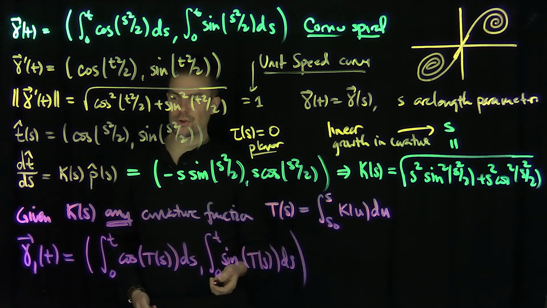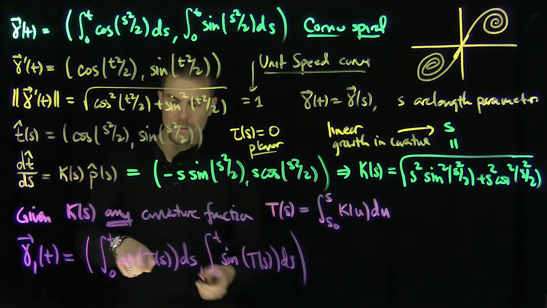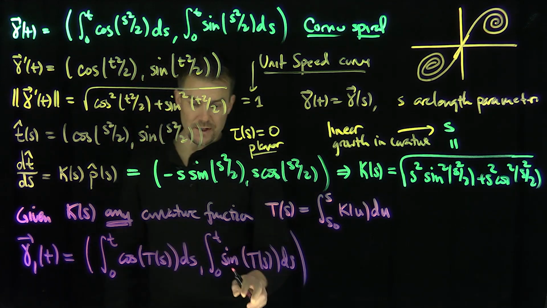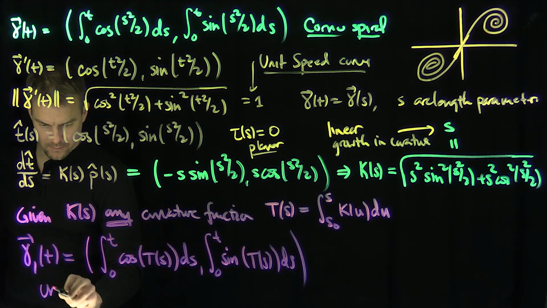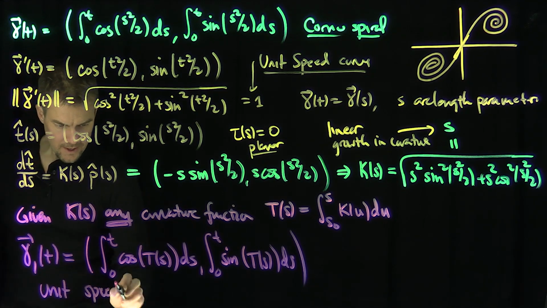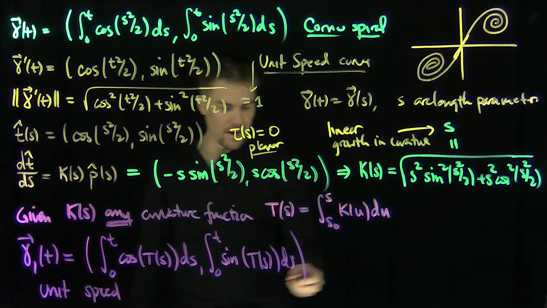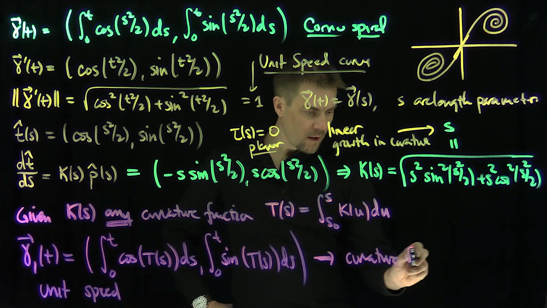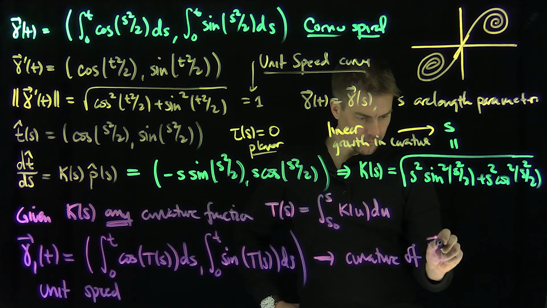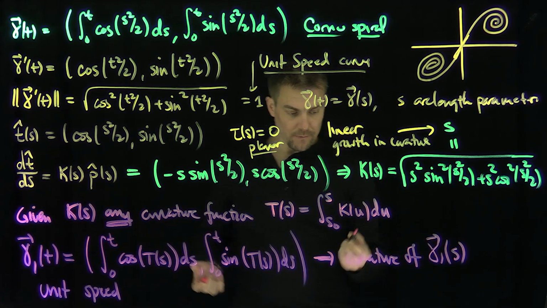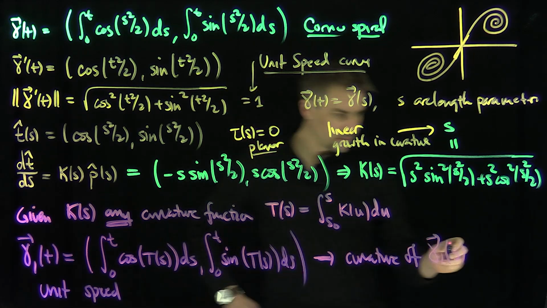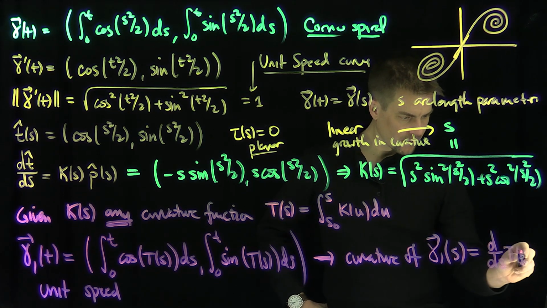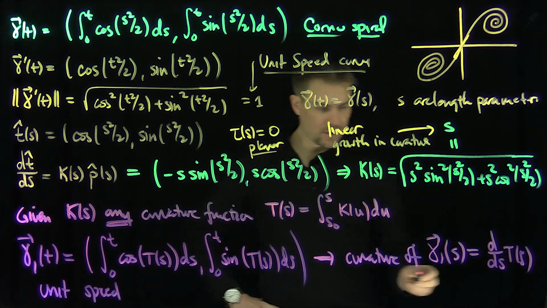Now, the exact same calculation shows me that when I take gamma prime, I'm going to have cosine of theta, sine of theta. So that's a unit speed curve. And when I do the second derivative, the derivative of theta is going to come out. So the curvature of this gamma 1 of s is d by ds of theta of s. Of course, what's d by ds of theta of s? That should be k of s.